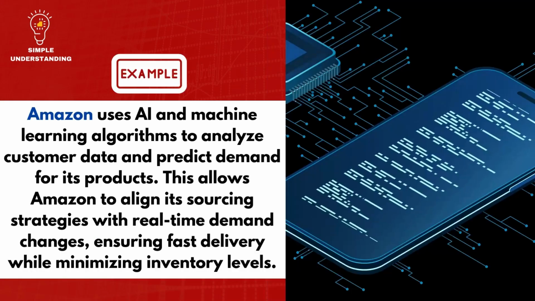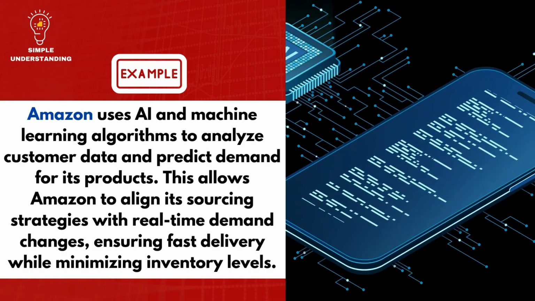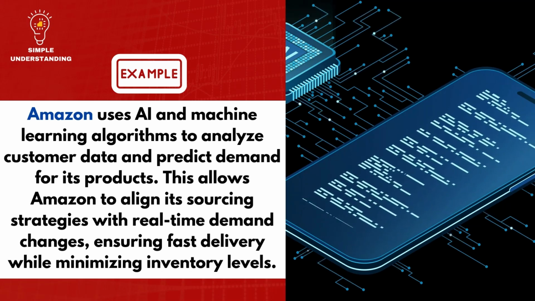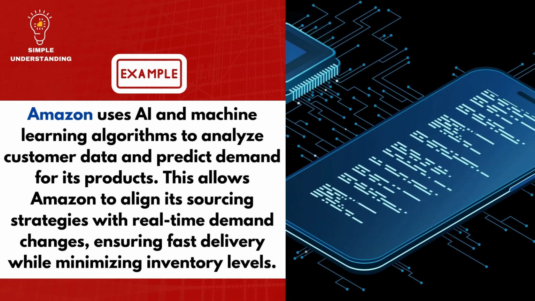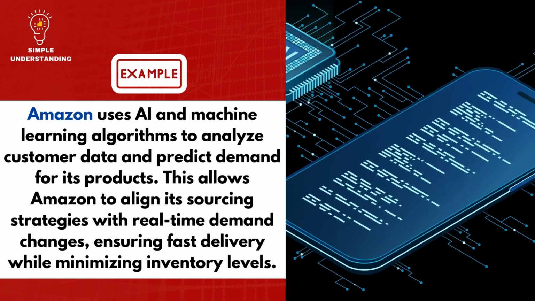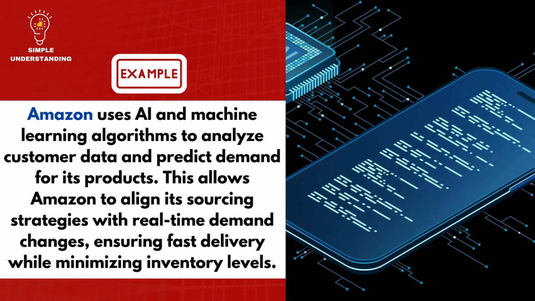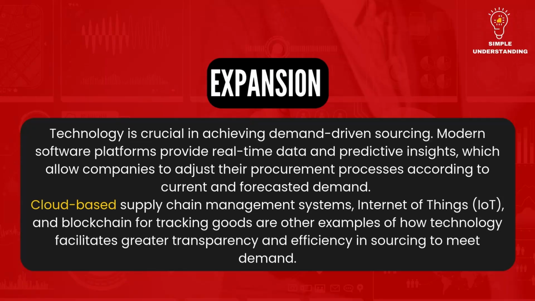Real company example. Amazon uses AI and machine learning algorithms to analyze customer data and predict demand for its products. This allows Amazon to align its sourcing strategies with real-time demand changes, ensuring fast delivery while minimizing inventory levels. Expansion. Technology is crucial in achieving demand-driven sourcing. Modern software platforms provide real-time data and predictive insights, which allow companies to adjust their procurement processes according to current and forecasted demand.